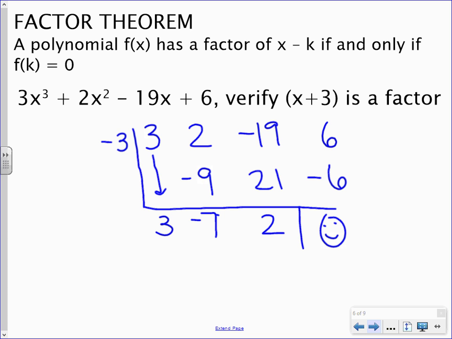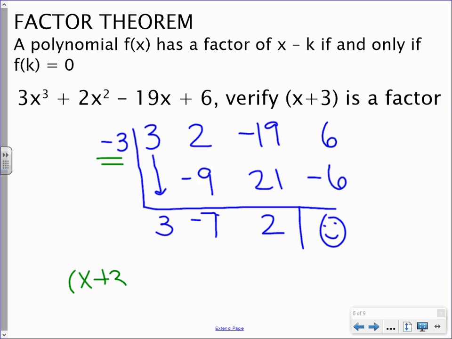Now, if we know that negative 3, what do we call negative 3? A zero. Okay, so let's get this vocabulary straightened out. x plus 3 is the divisor. x plus 3 was a factor, which means negative 3 is our zero. Okay?